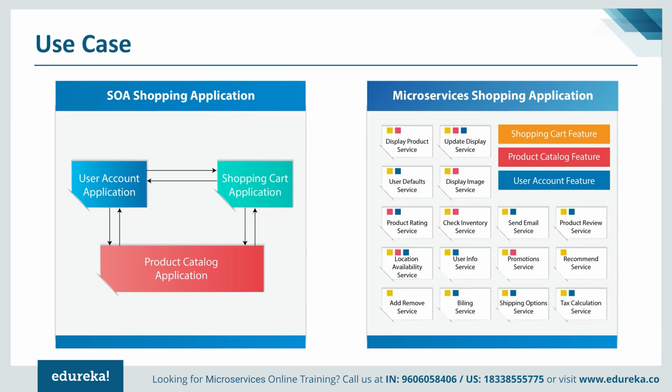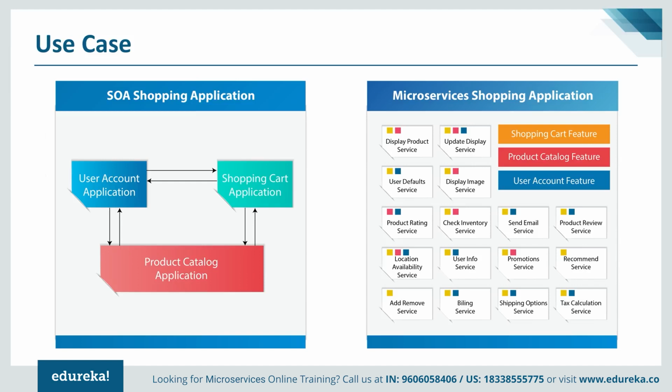Now, each of these applications would have smaller tasks. A shopping cart application, like I told you before, would have an add or remove functionality where you can add a product to your cart, you can remove a product from your cart, you can check what is the bill in your cart, you can check what is the tax that is there, and all these things. Similarly, if you talk about a product catalog, you have other tasks, right? So all these tasks together form one particular application service in case of a SOA shopping application.